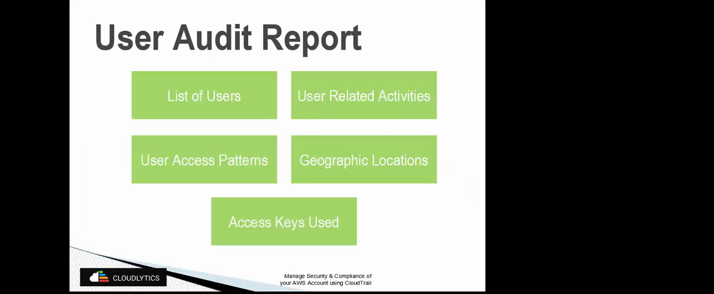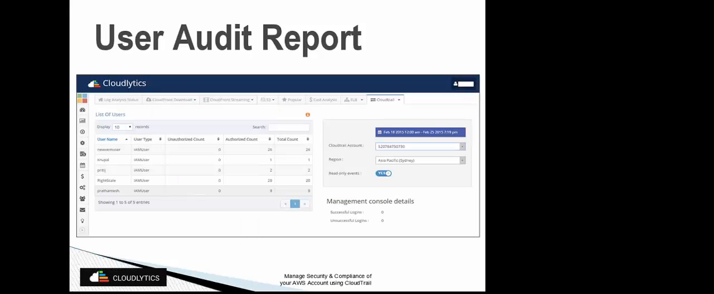The next report that we have is the user audit report. This report actually concentrates on tracking user activities in your account. It will help you understand which user made what call, when, and at what time. So it gives you a list of activities related to the user, the geographical location from where the user accessed or made the API calls, and the access keys that were used by the user.